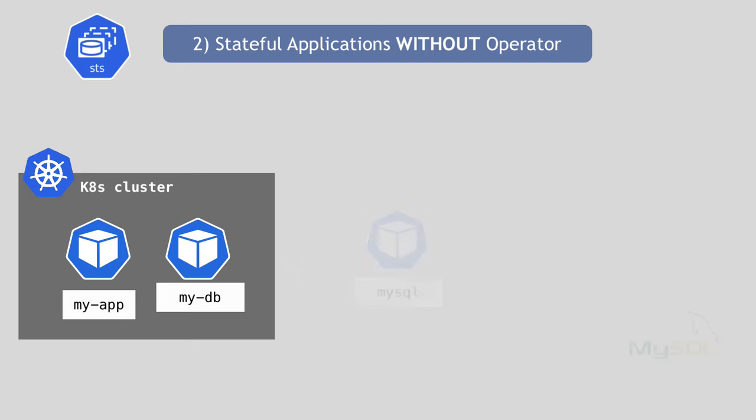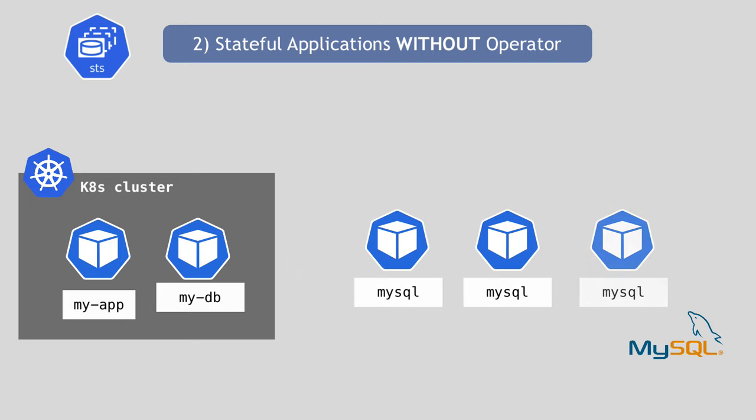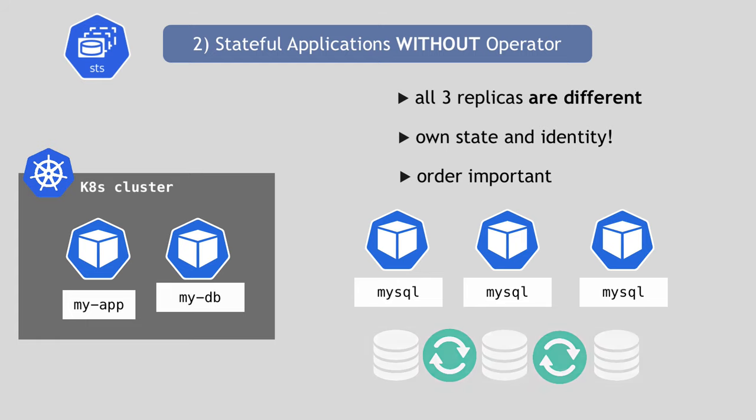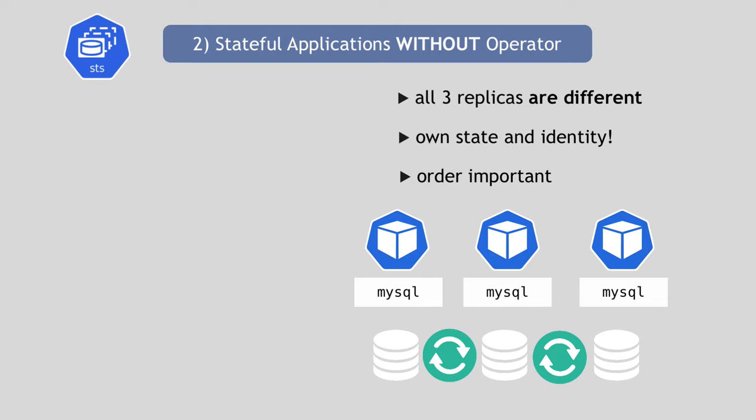Why? Because when you create 3 replicas of a MySQL application, for example, all of these 3 replicas are different. They aren't identical replicas. Each has its own state and identity, and that makes things a little bit more complicated. This means they need to be updated and destroyed in a certain order. There must be constant communication or synchronization between these replicas so that the data stays consistent, and a lot of other details need to be considered as well.